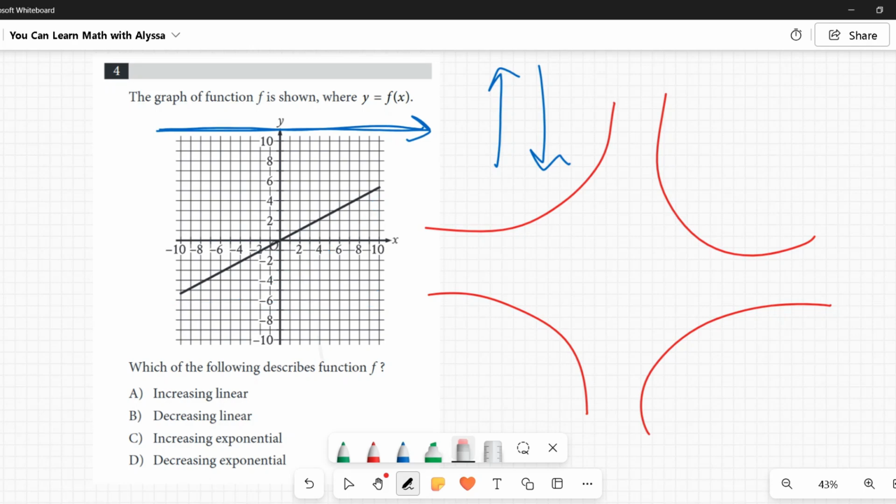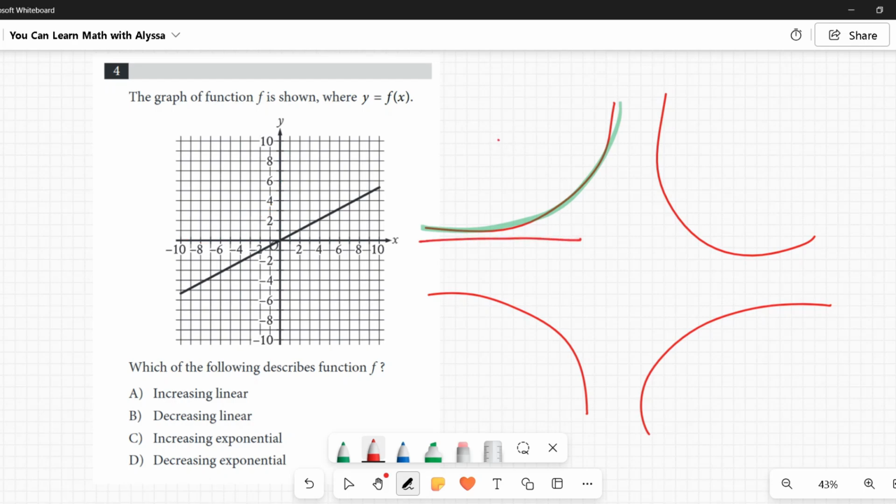So this line, as we're going from left to right, it's going up. So that is increasing. Looking at these examples of exponentials, if it had been an exponential over here instead, first example here, as we're going from left to right, it's going up, increasing.